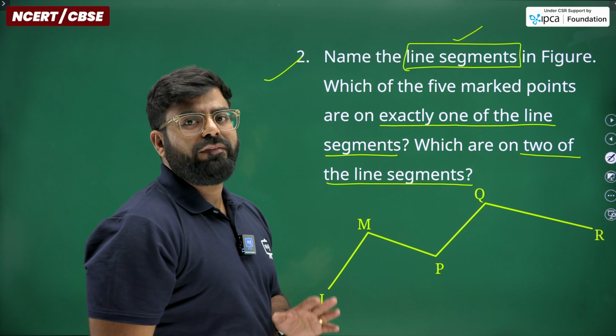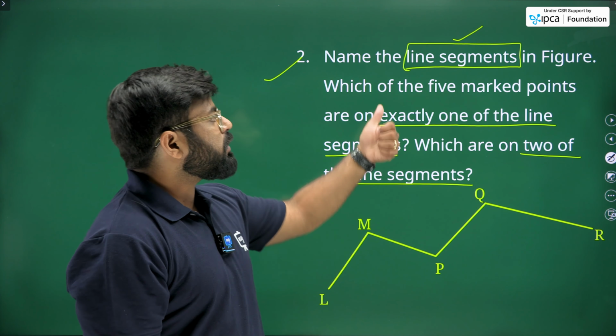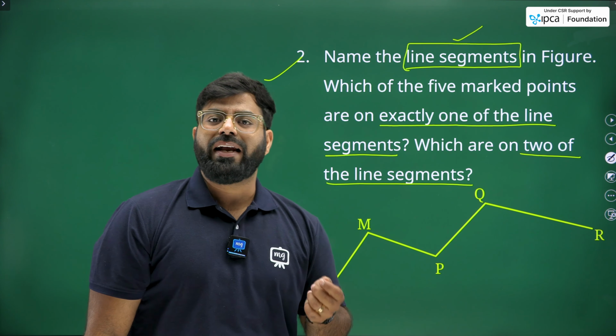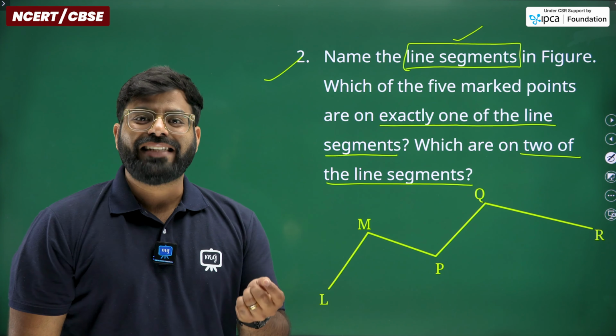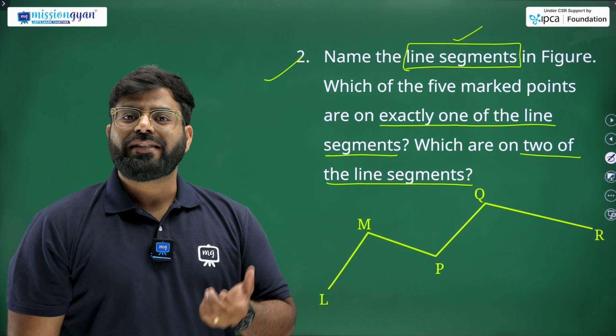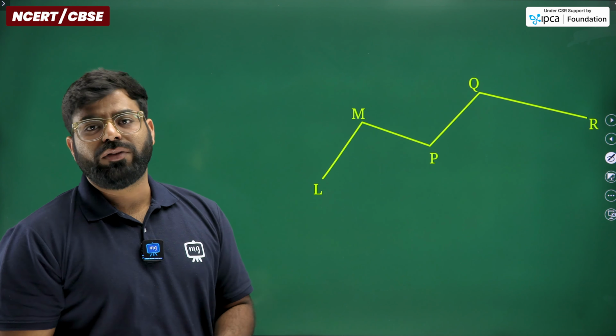So basically we do have a question in 3 parts. In the first part, you have to name the line segments. In the second part, you have to tell how many points are there on a single line segment, and which points are there on 2 line segments. Is that clear? So let's see on the screen.